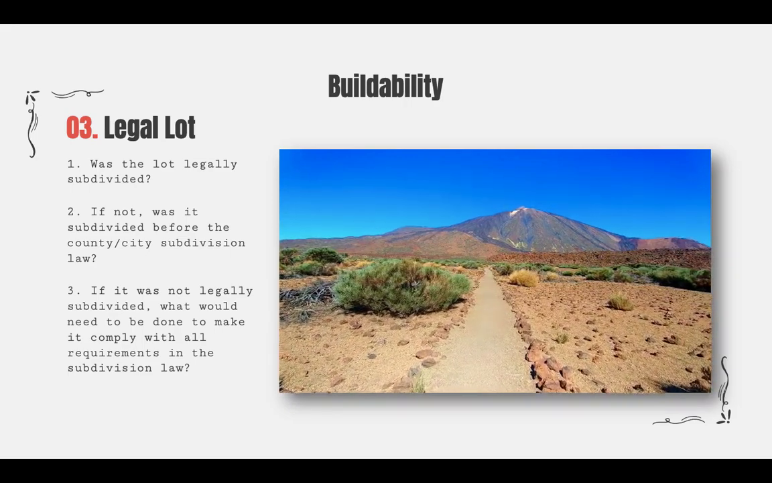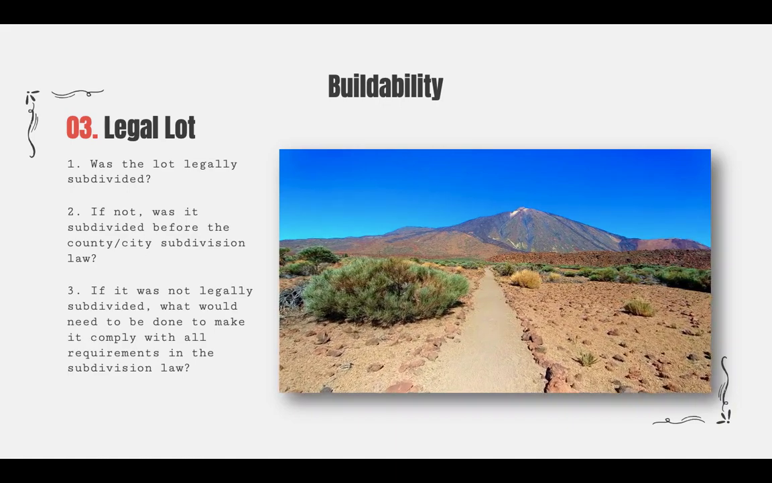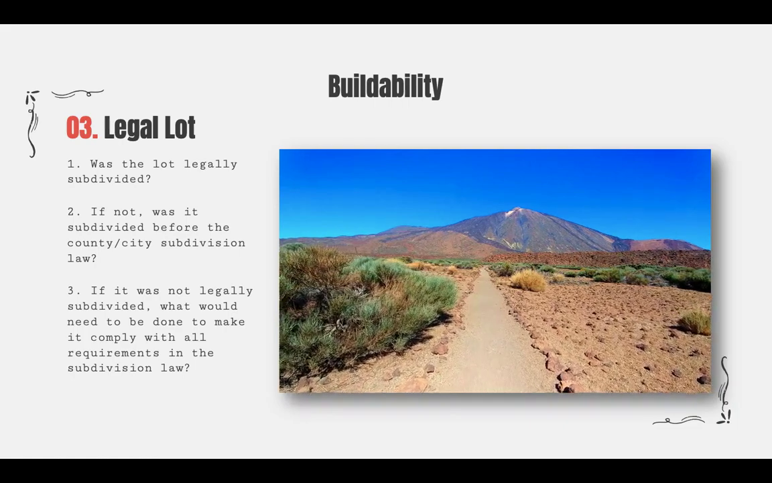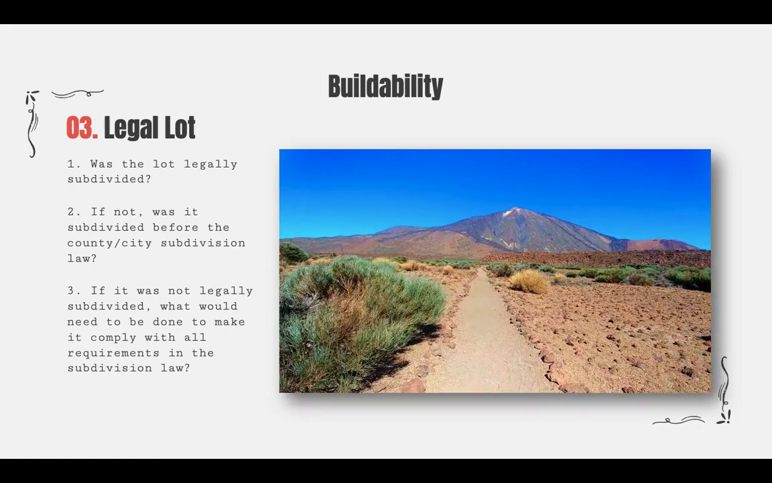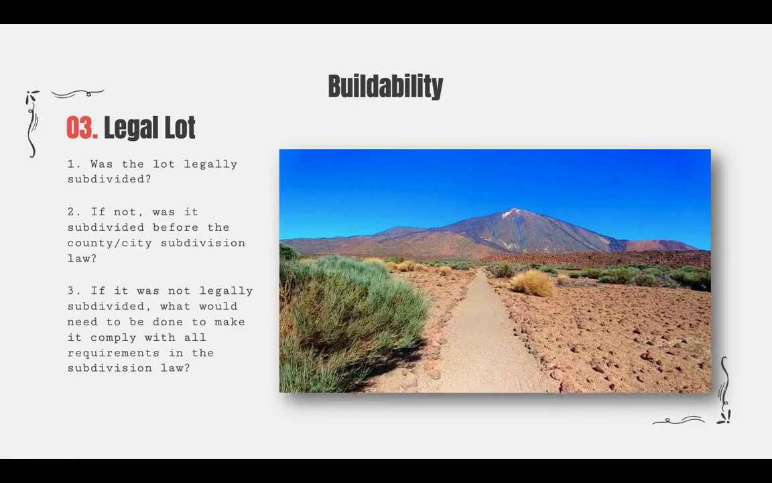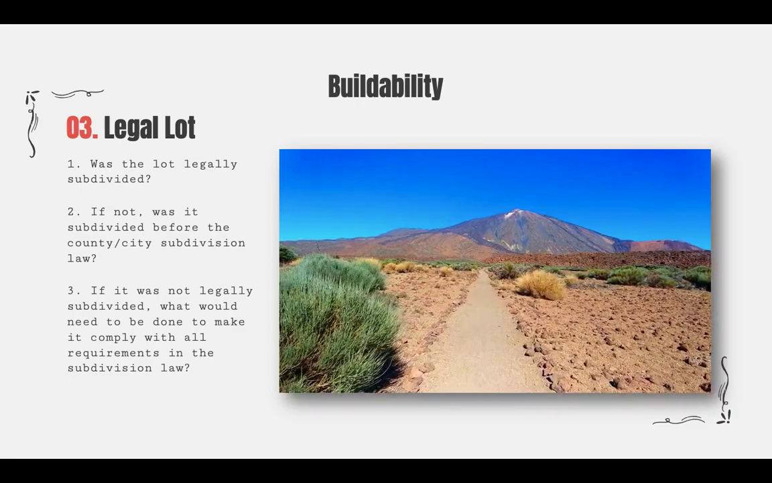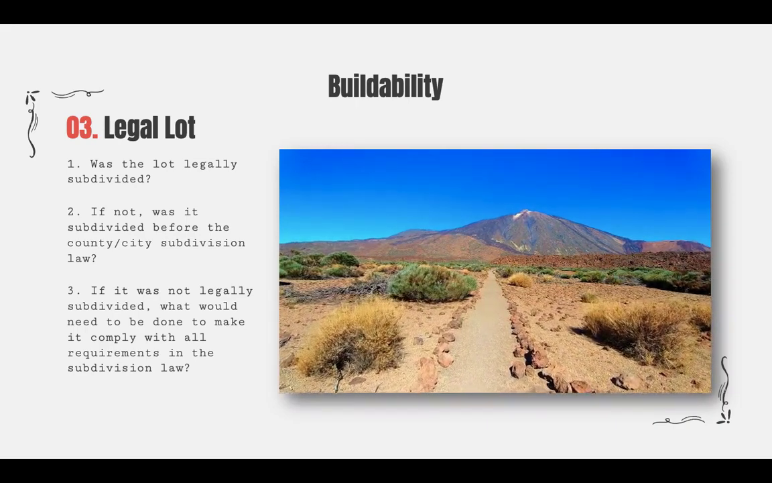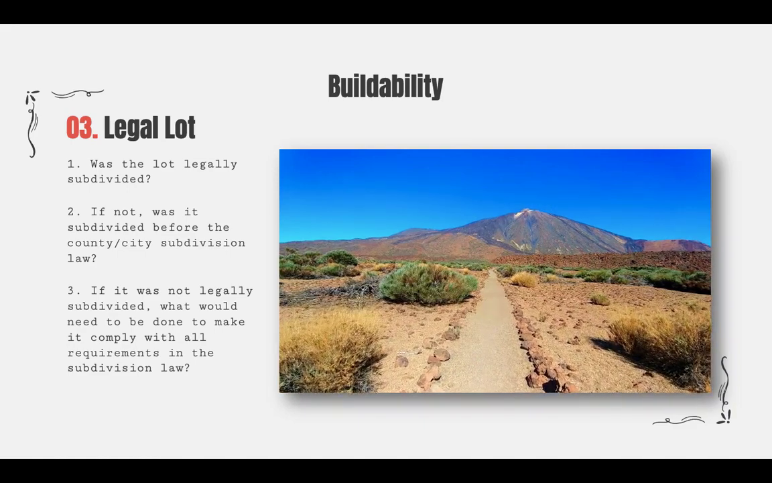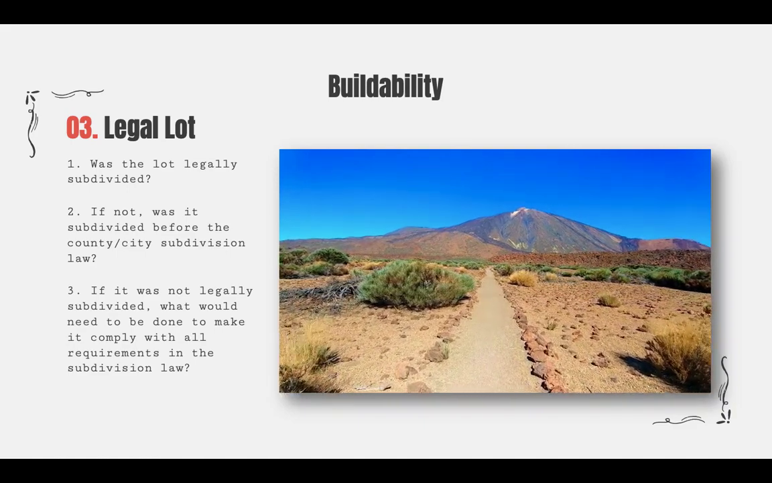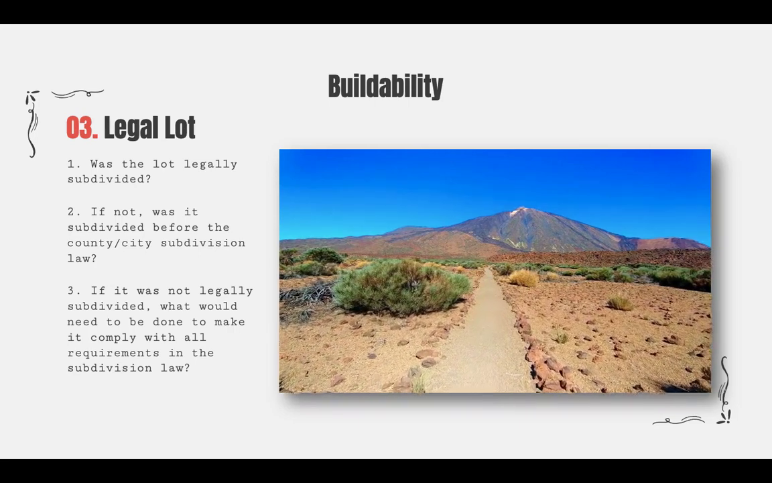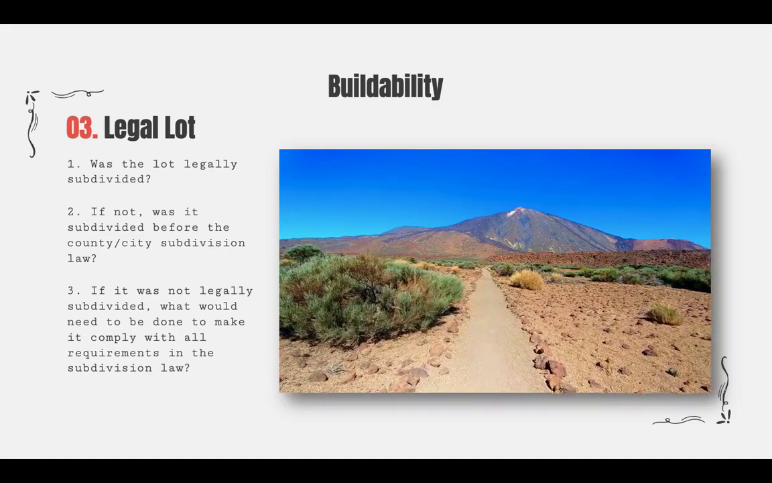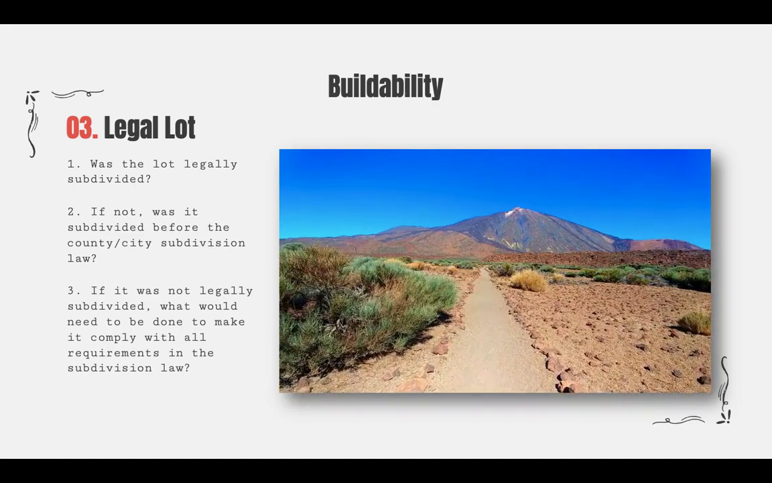If, however, it was not legally subdivided and it was created after the subdivision law, you will need to check what all the subdivision requirements are, because the property will need to be made to comply with all of those requirements if you wanted to pull a building permit. So this gets into some more complicated issues. The easiest way to start to look into this is just to give the county a call and talk to them about the history of the property, when it was subdivided and whether it was done legally. Usually they can help you out with this and give you the information you need.